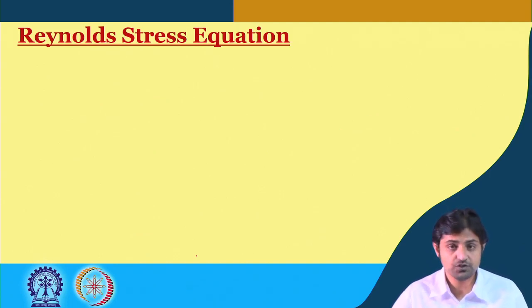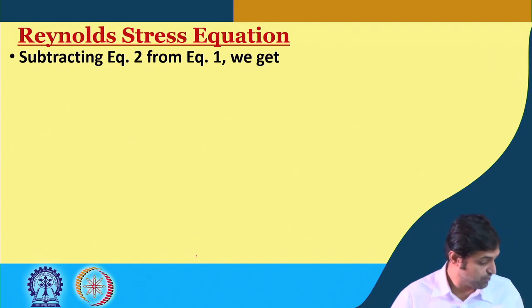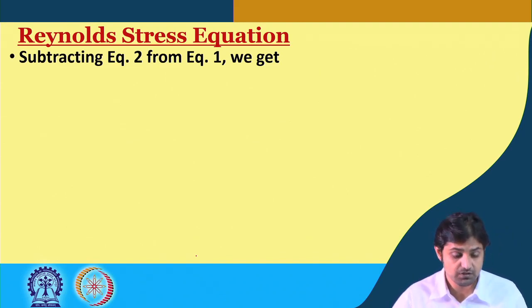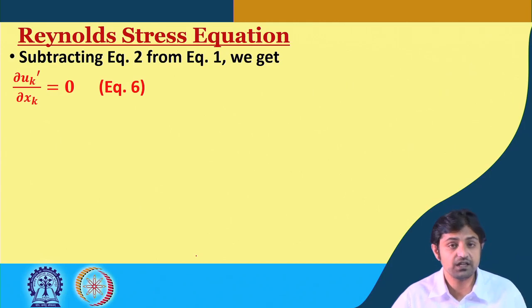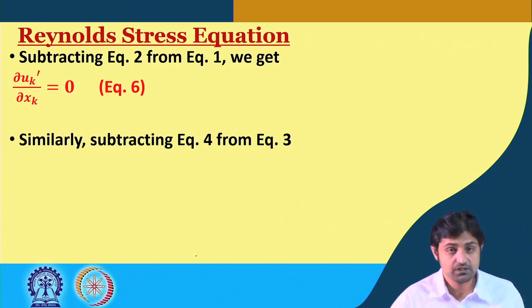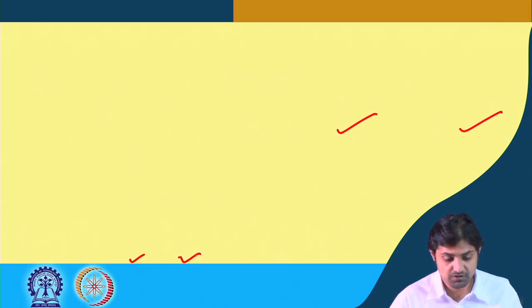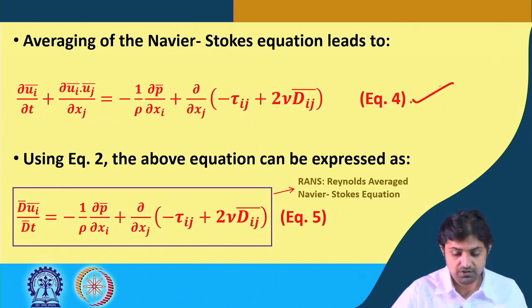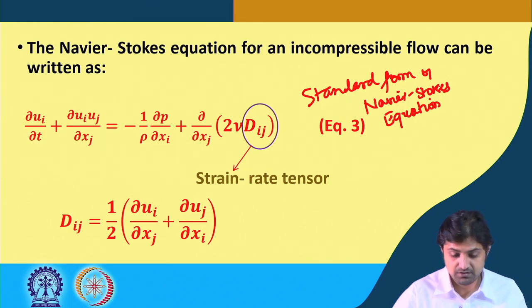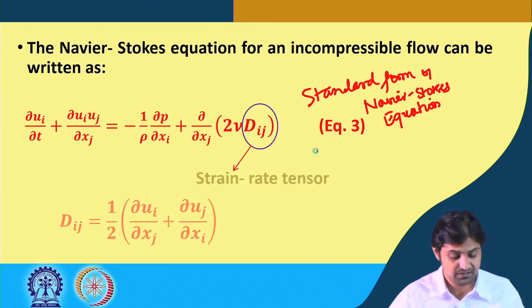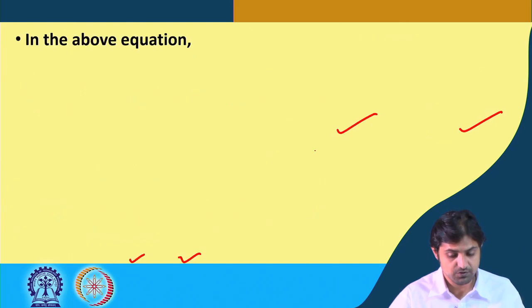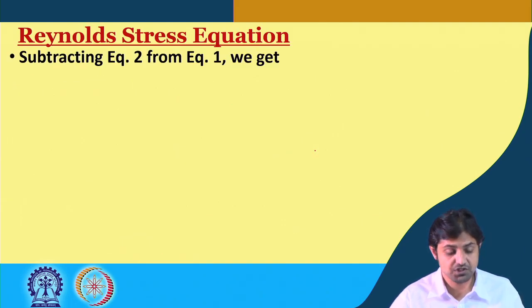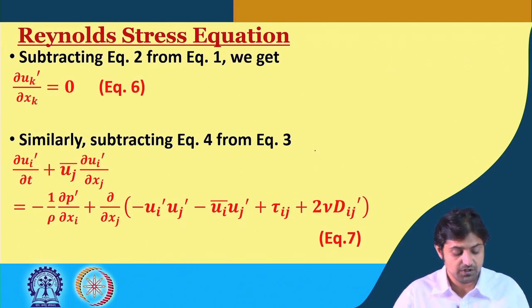So how do we do it? We solve the Reynolds stress equation. If we subtract equation 2, the second equation, from equation 1, we get del uk prime divided by del xk is equal to 0. Similarly, if we subtract equation 4 from equation 3, this one is 4 and this one is 3. So what we are doing is subtracting the average equation from the general equation in both cases.